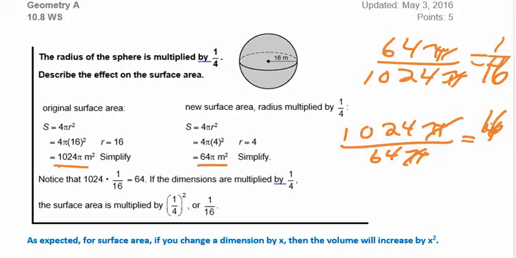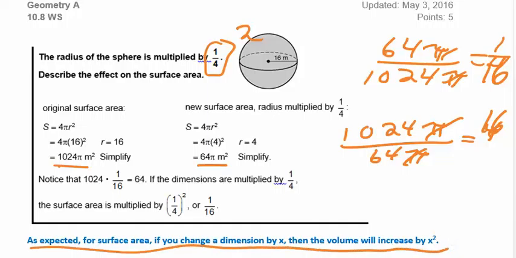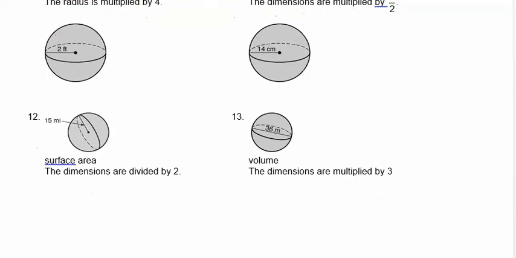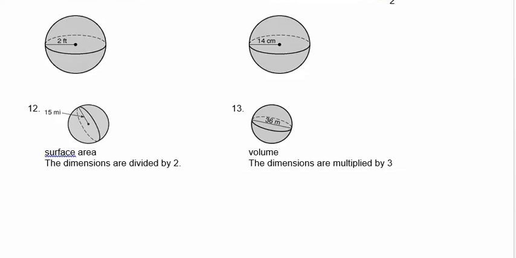That's not 4 times as much, it's way bigger. So for the surface area, you take how much it changed by, and you square it to find how much the surface area will change. So as expected, for surface area, if you change a dimension by x, the surface area will increase by x squared. So you need to look. This is surface area, so this one you would square it. This one is volume, so you're going to cube how much it changed. Surface area, you square the amount. Volume, you cube the amount.